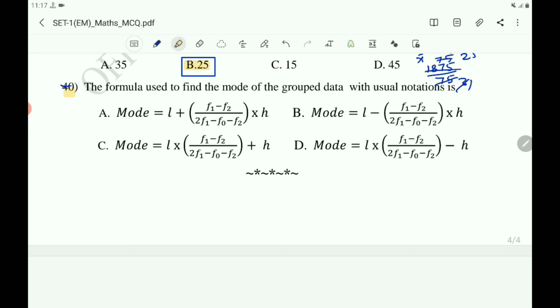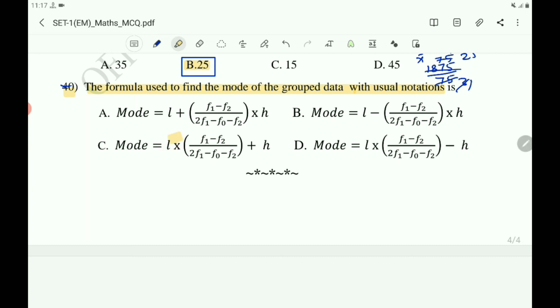The formula used to find the mode of the group of data with usual notation is. Children, you must know the formula. Directly you can make out the answer easily. So what is that mode formula? L plus F1 minus F0 whole divided by 2F1 minus F0 minus F2 into H. You must know that formula.